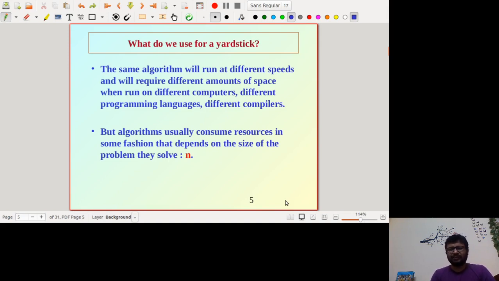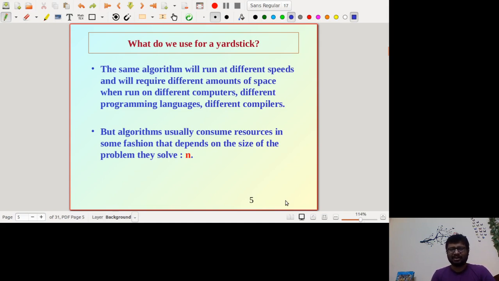Now, we would like to come up with some useful measure of complexity of an algorithm. That is the amount of resource that an algorithm takes. Now, what do we use for a yardstick? This is the question. Well, the same algorithm will run at different speeds and will require different amounts of space when run on different computers, different programming languages, and different compilers.